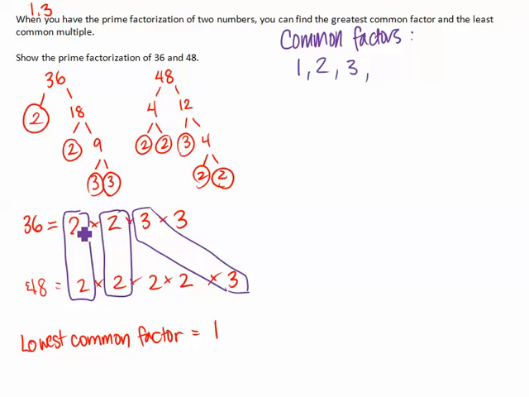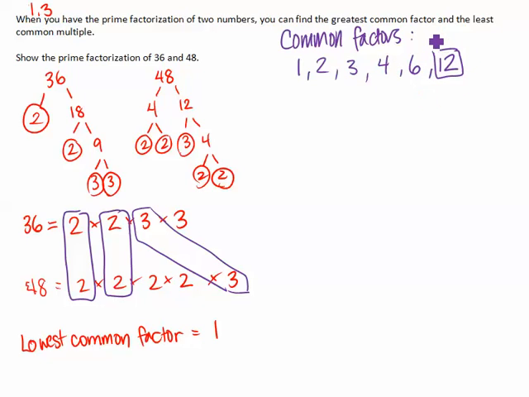Now I have any combination of these numbers. I have 2 and 2, which is 4. So 2 times 2 is 4. I have 2 times 3 is 6. I also have 2 times 2 times 3. So 2 times 2 is 4, times 3 is 12. And as you can see, there are no more other common factors because there are no more common prime factors in 36 and 48. There are no other numbers I can multiply by that are common. All the shared factors, a 2, a 2, and a 3, when multiplied together, give the greatest common factor.